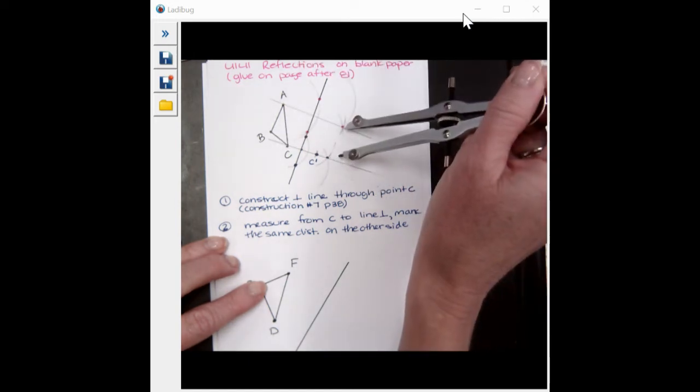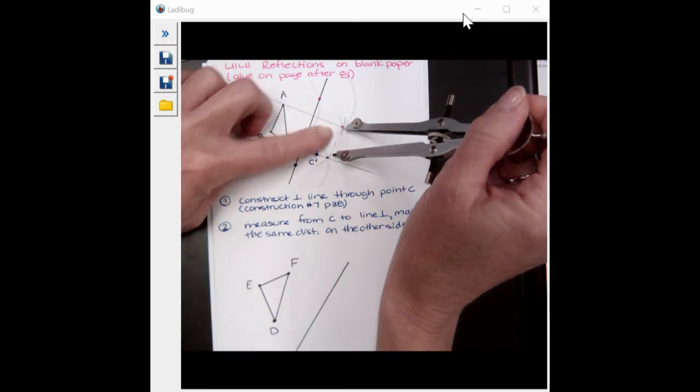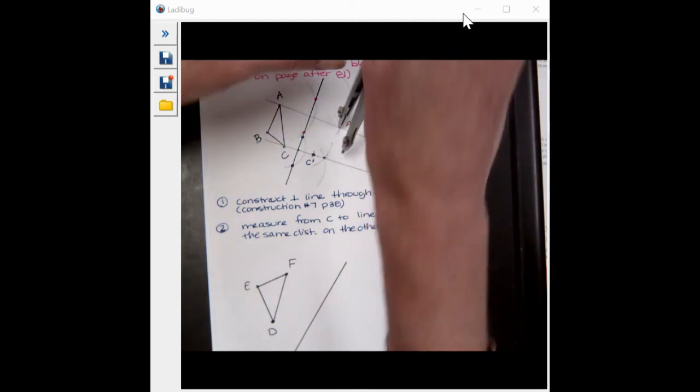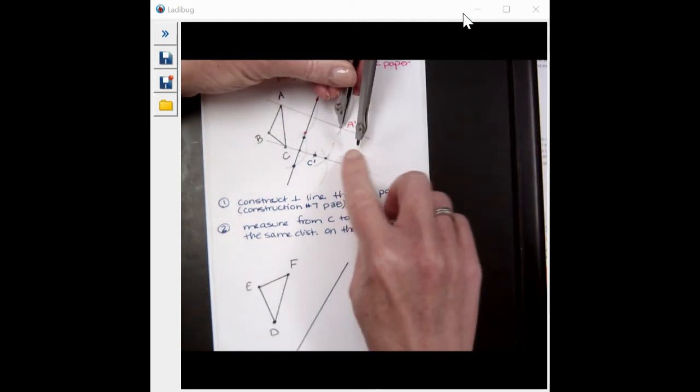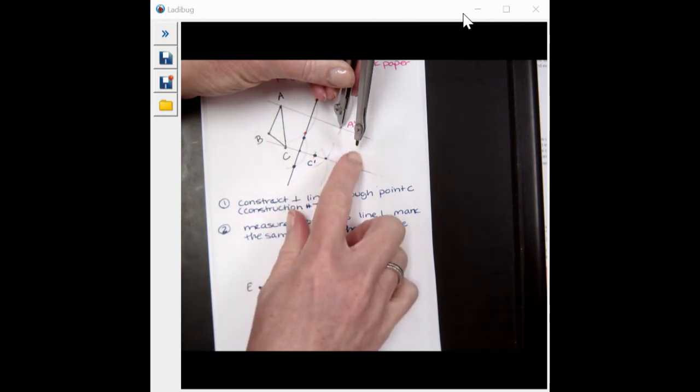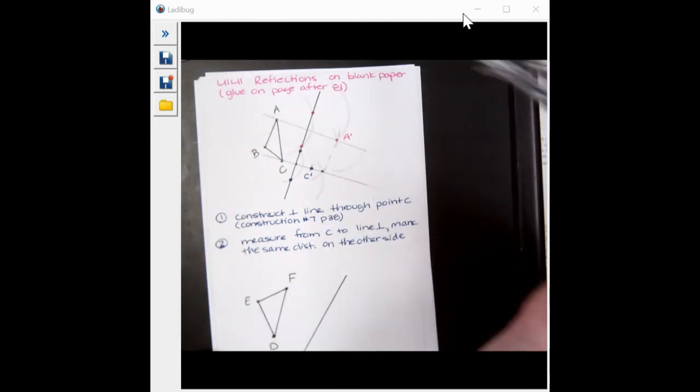So I'm going to take my compass, and now I'm not going to mark my arc here. B is a little farther away than A is. So I know B prime is somewhere over here. If I had to fold this along this line, my B prime is to the right of A. So I'm going to mark that distance to the right of A. My B prime is somewhere on that arc.